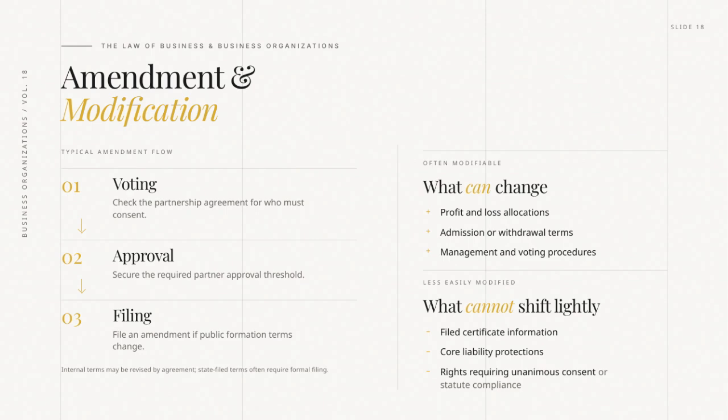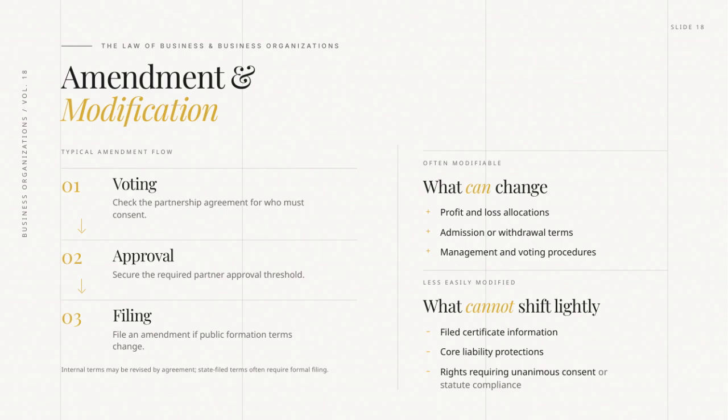Now, when an amendment is necessary, the typical flow starts with voting. You need to check your partnership agreement first to figure out who must consent to the change. Next is approval. This involves securing the required threshold of partner approval, which varies by agreement or state law. Lastly, filing may be required if you're changing terms that were part of the original public formation documents.